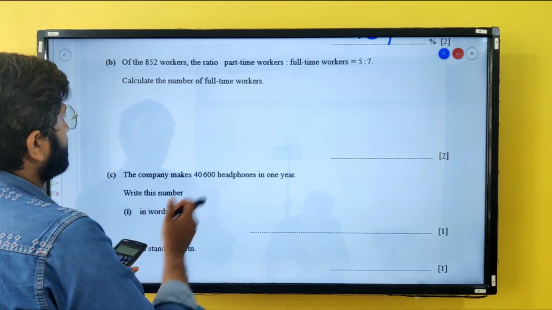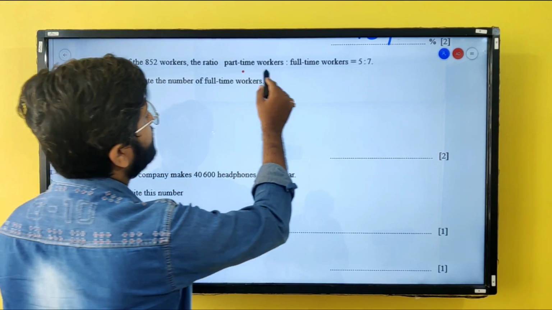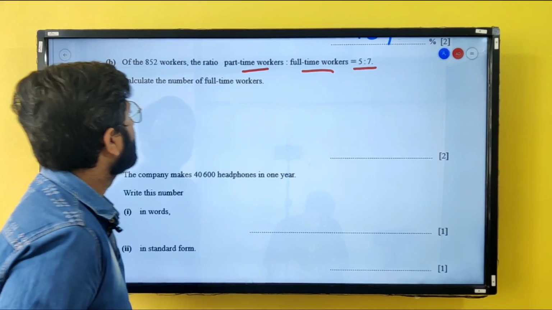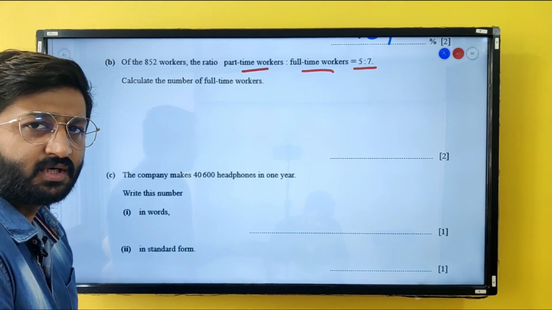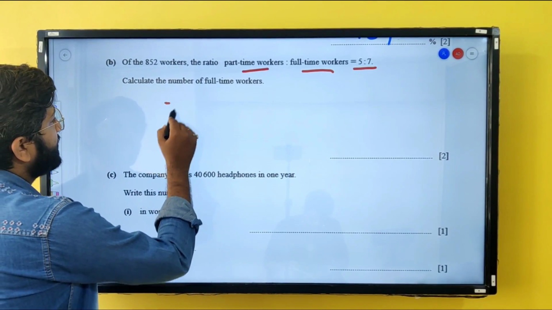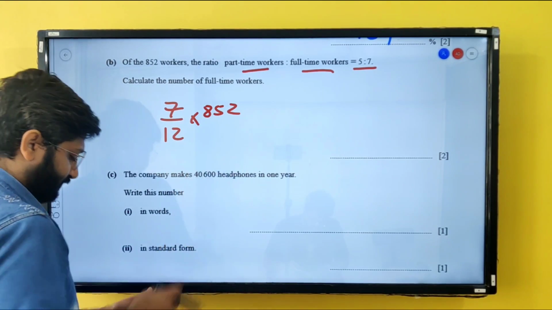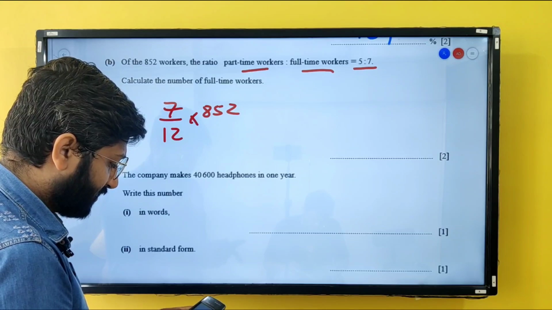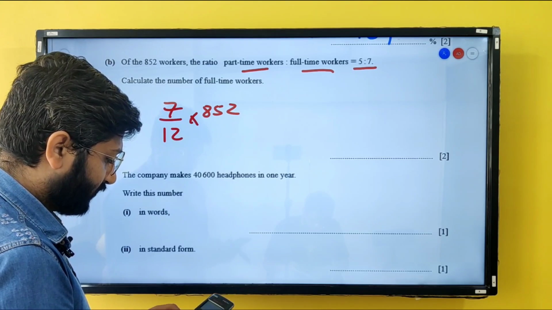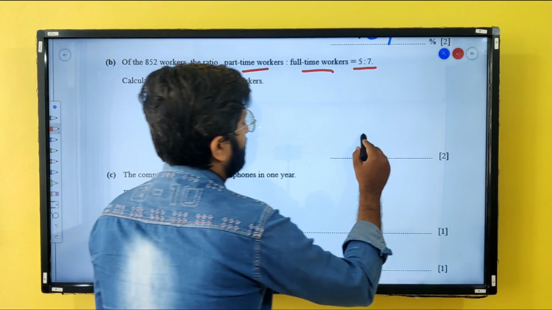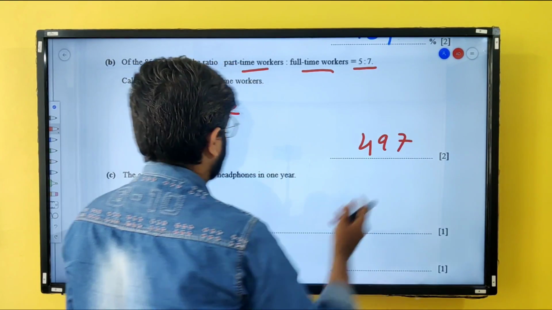Of the 852 workers, the ratio of part-time to full-time is 5:7. Calculate the number of full-time workers. It's very easy. 7 by 12 into 852. So we have 7 by 12 into 852, which is 497, right?